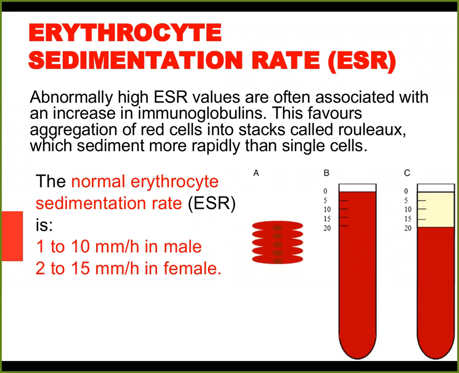We have normal values you may find in this picture for genders. It may differ: for males up to 10 millimeters per hour, for females up to 15 millimeters per hour. But during pregnancy it may be even more, up to 30 millimeters per hour, and of course it's normal.